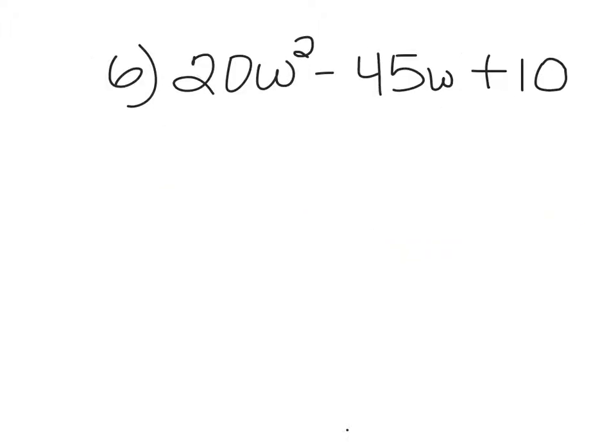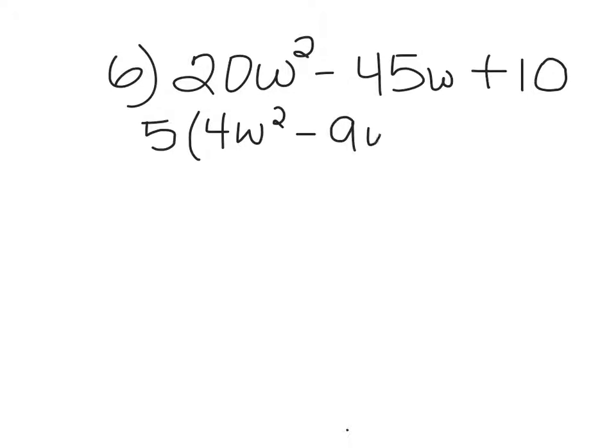Here we go, number 6. 20w squared minus 45w plus 10. Okay, what do they have in common? 20, 45, and 10 all have 5 in common. And since 10 does not have a w next to it, all I can pull out is the 5. So 5 times what gives me 20? 5 times 4. And then I need the w squared. So w squared minus 5 times 9 gives me 45.